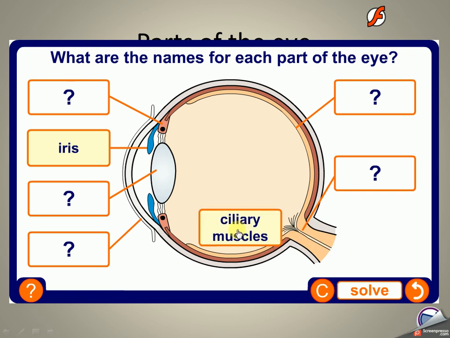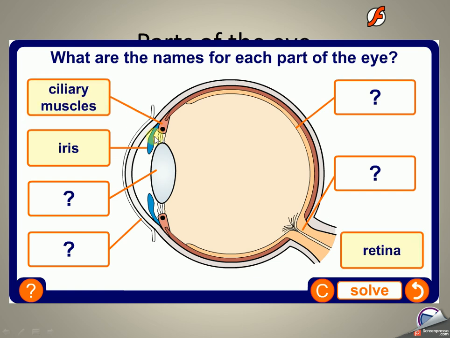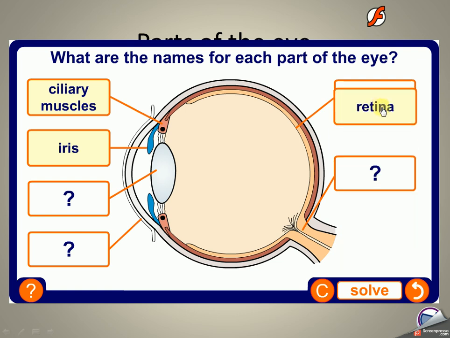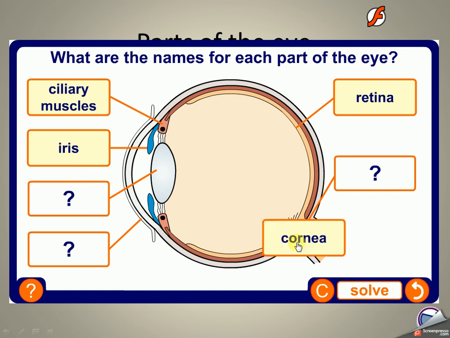Ciliary muscles. Your ciliary muscles are these ones right here. What these will do is they will pull and relax, and that will change the thickness of the lens. This is the retina. This is a screen that fits on the back of the eye, and an image will form on the back of the retina over here. Right, the cornea.